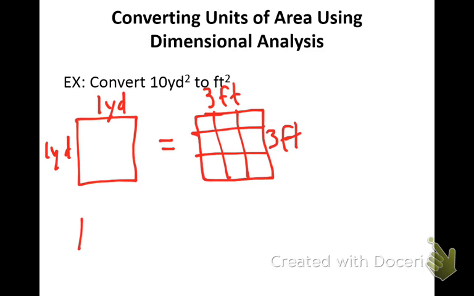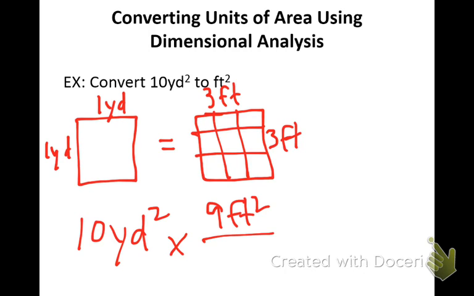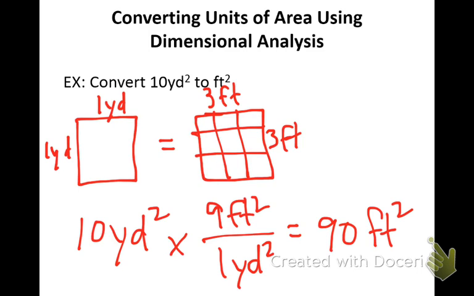So I would take 10 yards squared, and I do dimensional analysis. 10 yards squared times 9 feet squared over 1 yard squared, and that's going to give me 90 feet squared. There's 90 feet squared in 10 yards squared. Questions? All right.